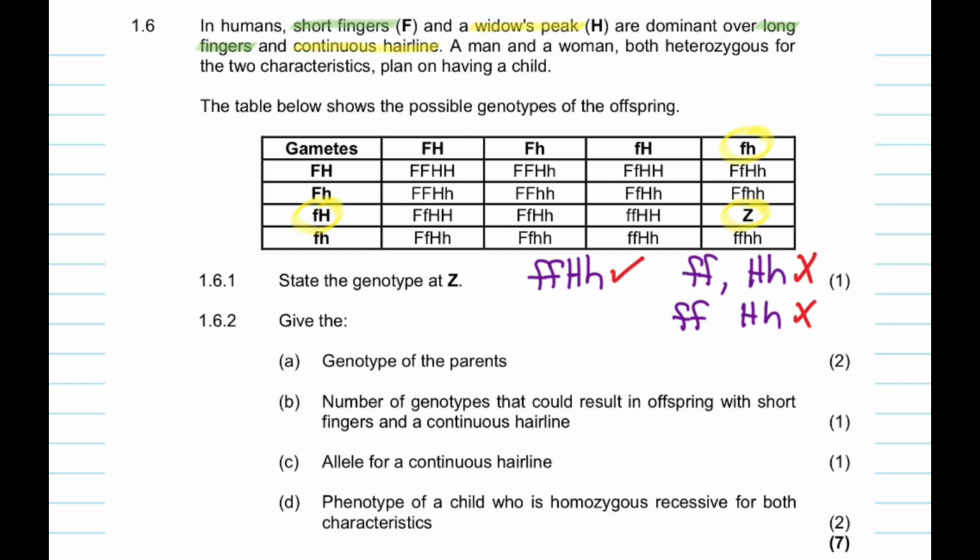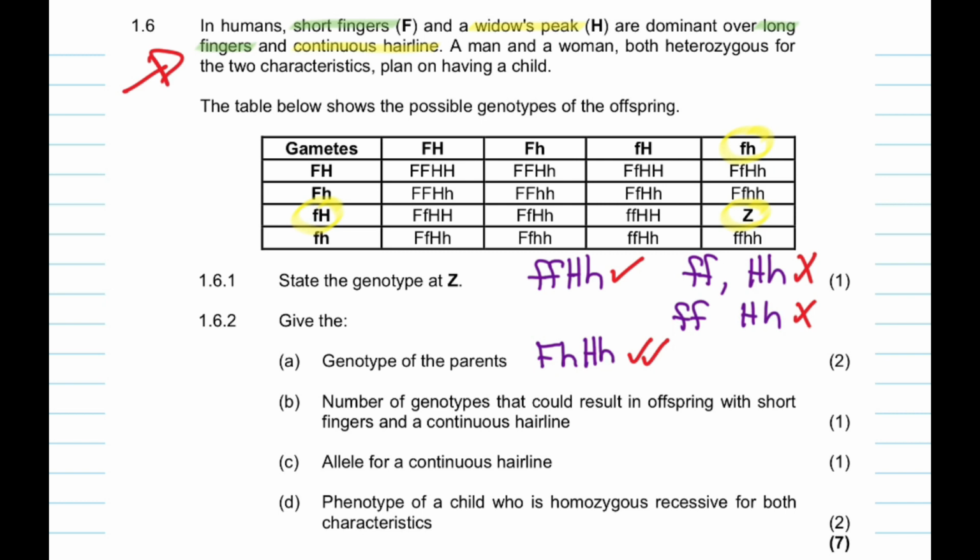Then in the next question, they want us to give the genotype of the parents, and the easiest way to do that is from the information that we are given right here at the top. And in this case, they say a man and a woman, both heterozygous for the two characteristics. So small letter, capital letter, and then the same thing with the second one. Now in this case, this question will be worth 2 marks because they're talking about 2 parents, but they could split this separately if the 2 parents were actually different from each other.